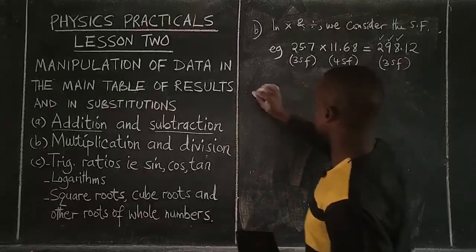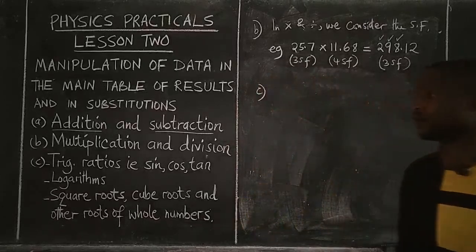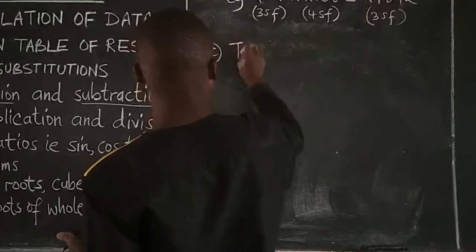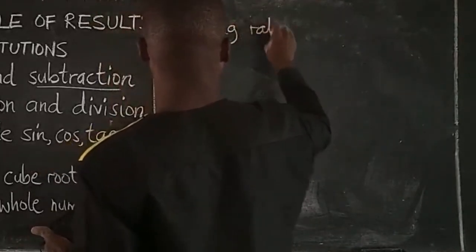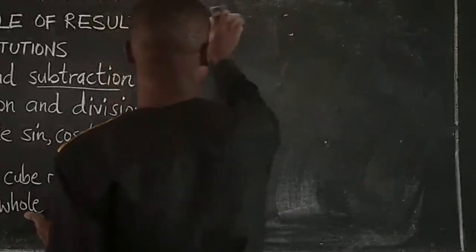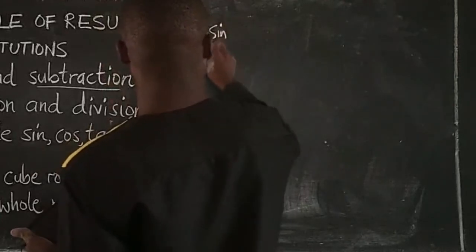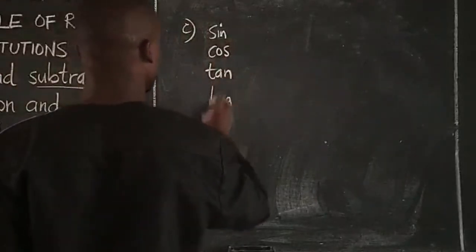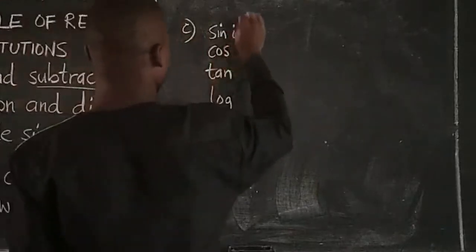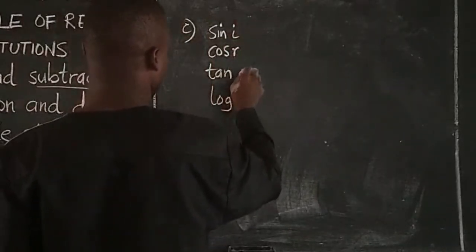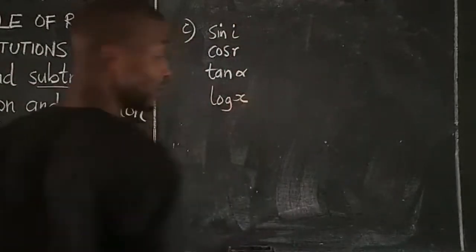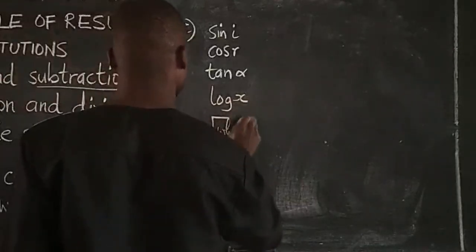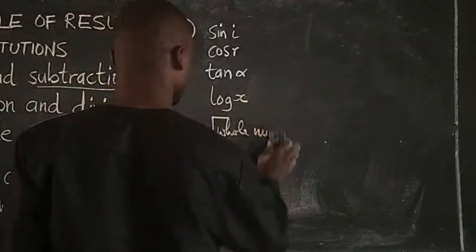Now lastly, part C, if you are doing trig ratios. So for trig ratios, let me just write all of them: sine, cos, tan, and then we may have logarithms. Can be sine of i, cos of r, tan of alpha, log of x. I'm just putting these so that they don't appear to be naked. Square roots of whole numbers, strictly, not square roots of other values.